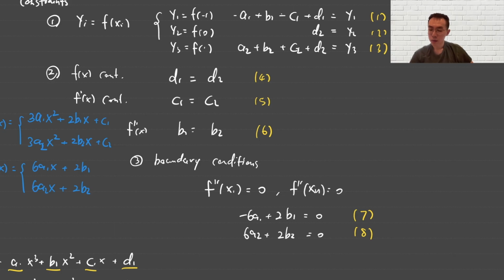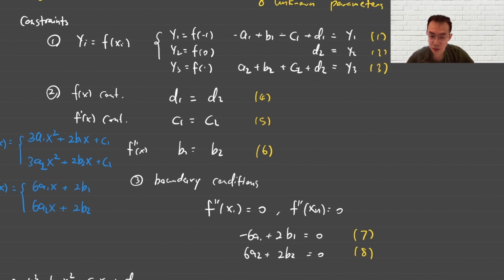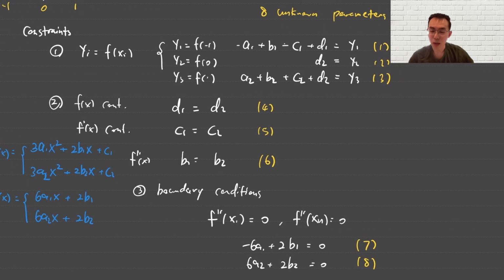Okay, now let me just show you the full picture here. So we have 8 unknowns and 8 equations. So that means we can solve this problem. And the nice thing is that everything is linear. This is a linear system. It can be easily solved if we just turn everything into a giant matrix. And let's see how we can do that.